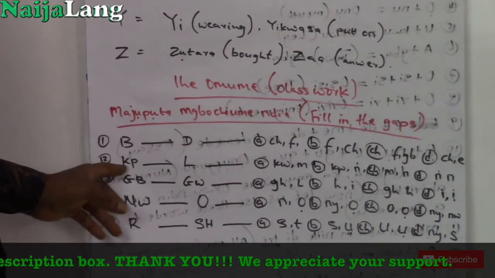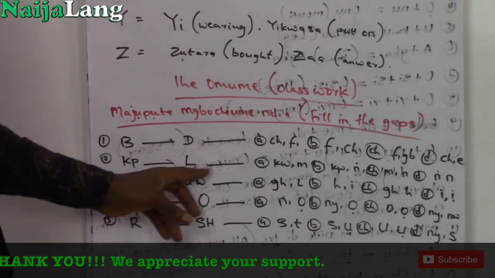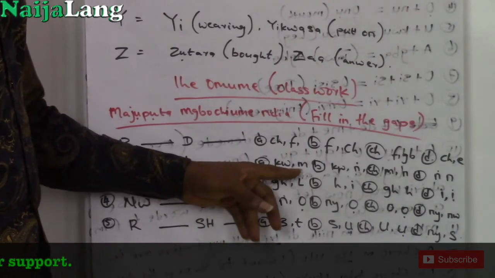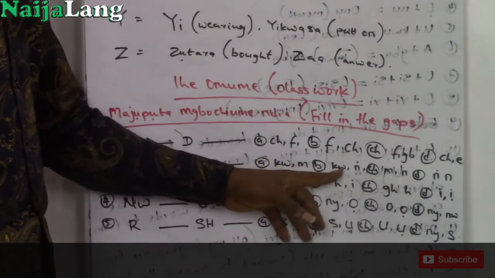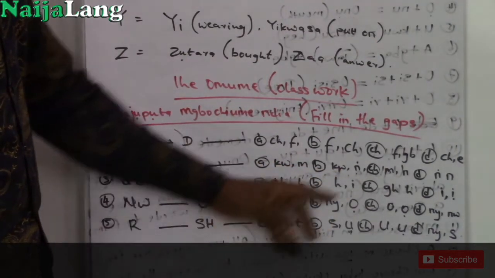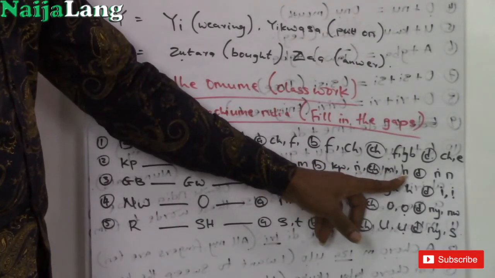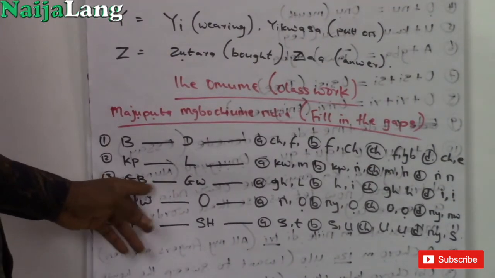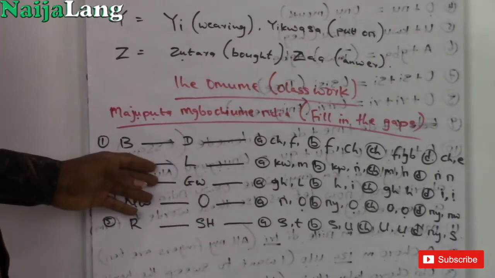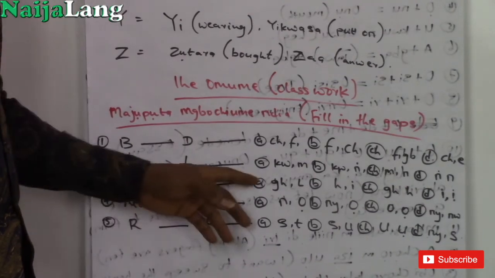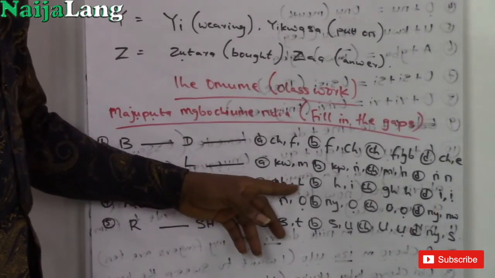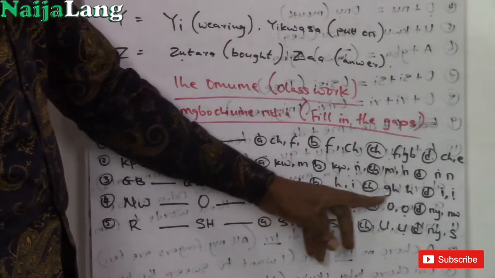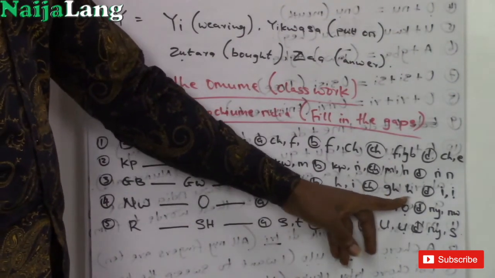Number 2, be dash, le dash. What is supposed to be here on the dash? Option A, kwe, me. Option B, kwe, nge. Option C, me, nge. Option D, nge, ni. Number 3, gbe dash, gwe dash. What is supposed to be in between the dash? Option A, we, le. Option B, he, e. Option C, we, he.